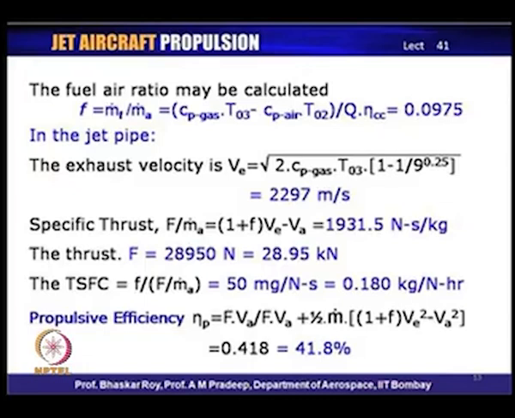So, if you use that, you can now find the specific thrust, which would be (1 + f) into (Ve minus Va), where Va was the entry velocity, and that comes out to be 1931.5 Newton seconds per kg, or Newtons per kg per second. Now, this is the specific thrust that you can compute correspondingly. If you multiply the specific thrust with the mass flow that we have computed, that comes out to be 28,950 newtons or 28.95 kilonewtons.